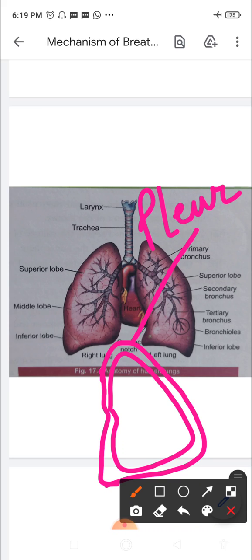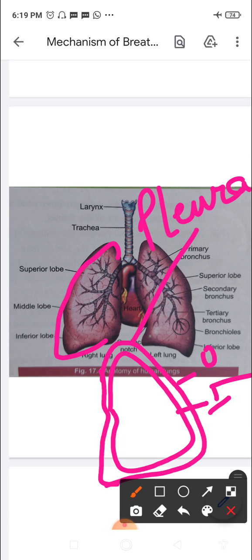So that is the pleura, or the pleural membrane. It adheres, or is attached, to the outer surface of the lung. This is found on the outer surface, not inside, the outer surface of the lung. There are two layers you can see: this is the outer layer and this is the inner layer. Now there are names given to both the layers.